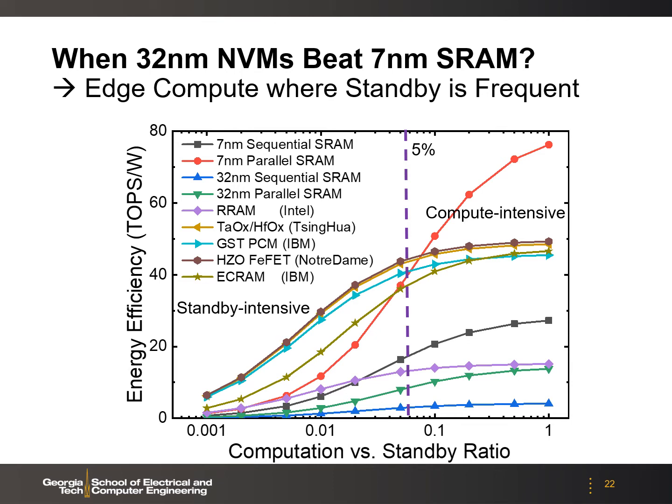So in the benchmark results in the previous slides, we assume that the computation is continuous. That means the compute is very intensive. Of course, here the 7nm SRAM will outperform the other technologies because of the benefits of scaling. But for the edge compute, where the standby is frequent, we need to consider this computation versus standby ratio. And you can see here, if this ratio is below 5% of the duty cycle, then the non-volatile memories can actually achieve better energy efficiency than the SRAM, even if the technology node is lagging behind.